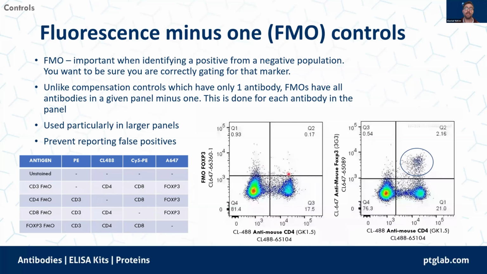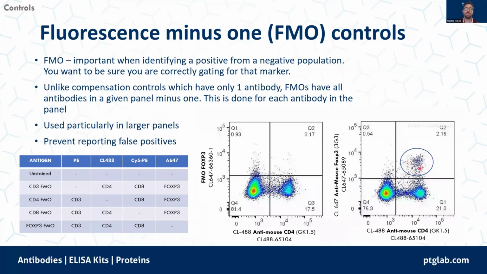So we would hope that over here, we would not see any cells, which for all intents and purposes, we don't. But then when we introduce FOXP3 to our full panel, we do find a nice shift in CD4 FOXP3 positive cells, denoting T regulatory cells. So this is just highlighting that we can trust that this signal is true.